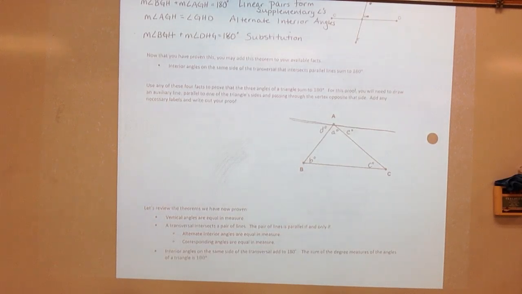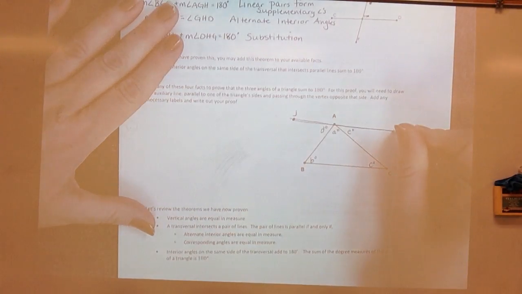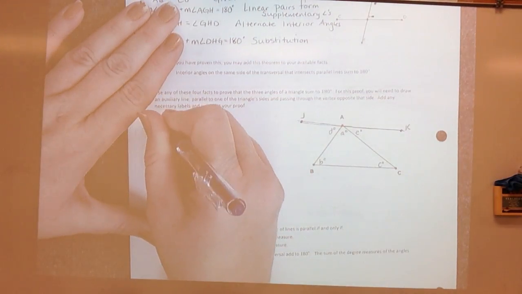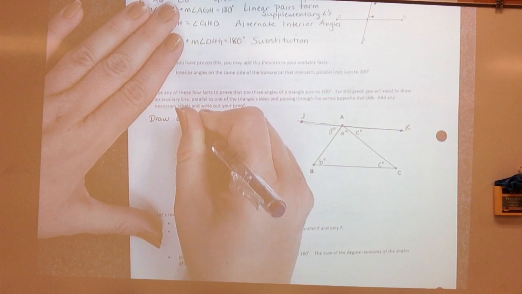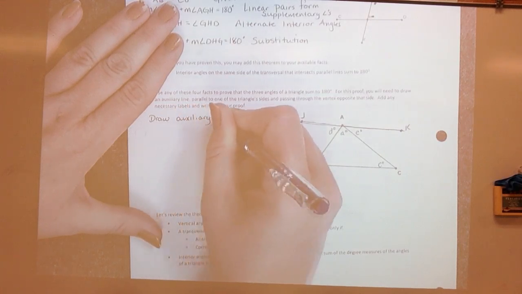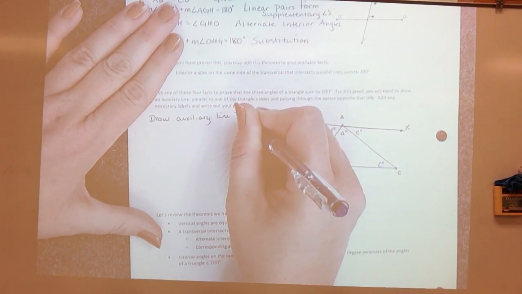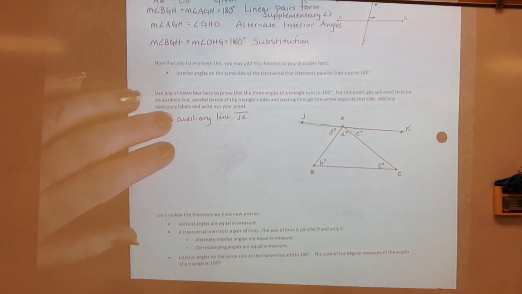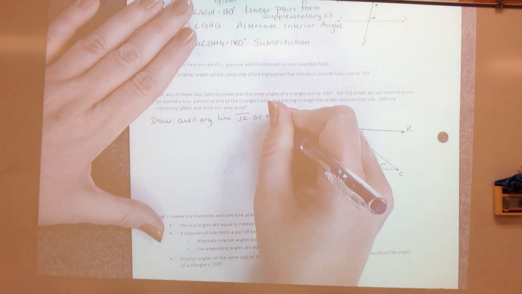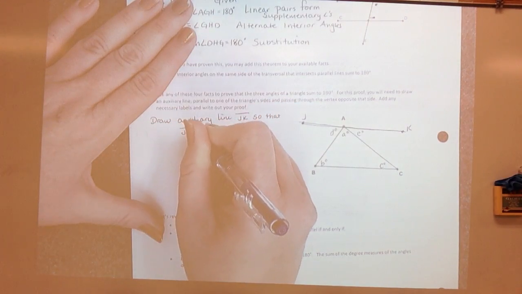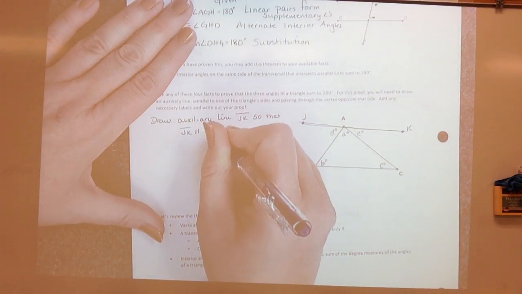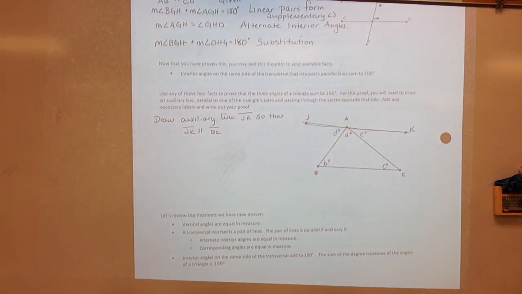All right, so my first statement in my proof is going to be that I draw auxiliary line, and we'll name this JK. So draw auxiliary line JK so that JK is parallel to BC. So that is the first thing that I'm going to do. I need to put that I am going to draw that.